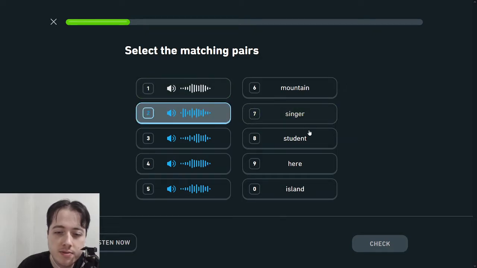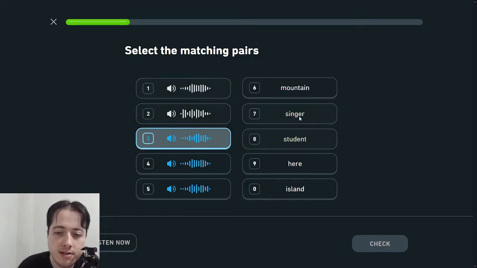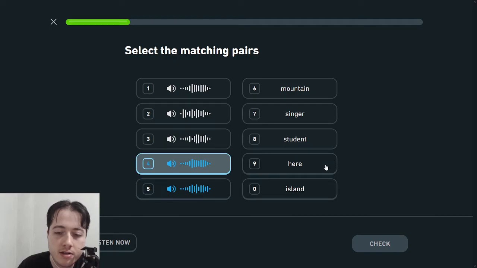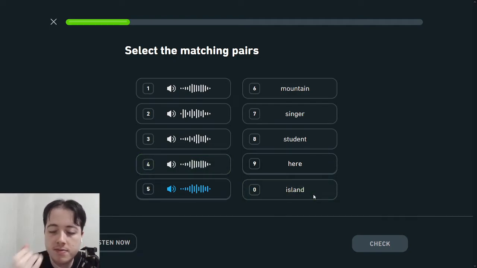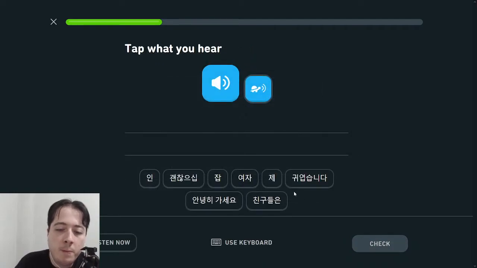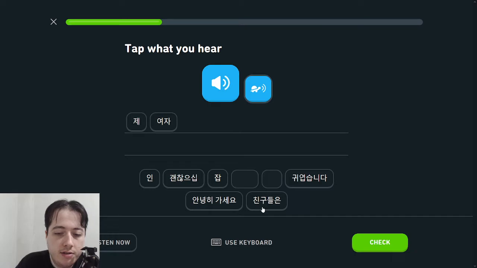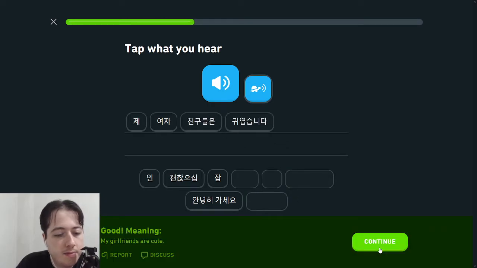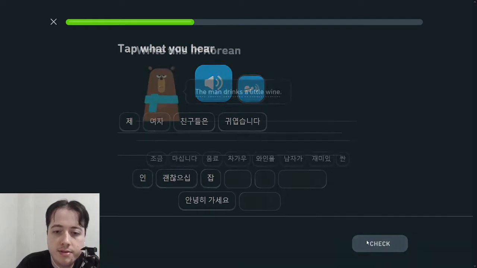가수. 학생. 산. Mountain. 섬. Som is island. 지금. 여기. Oh, 여기. 지금 is now. 여기 is here. Whoops. 제 여자 친구들은 귀엽습니다. My girlfriends are cute.